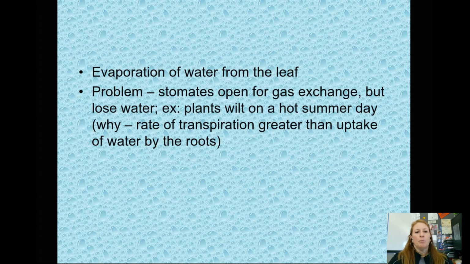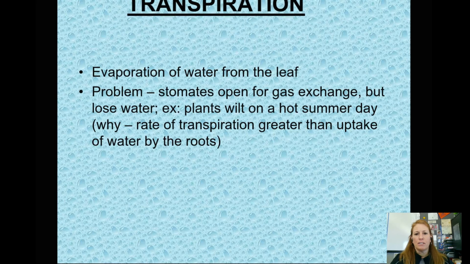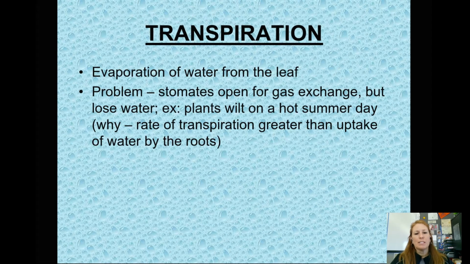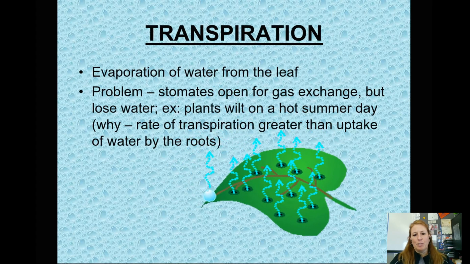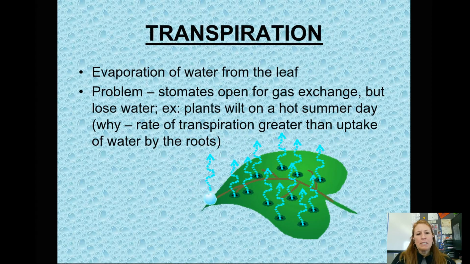So now we're gonna look at a process that involves the evaporation of water from the leaf. It actually has its own name, and it's called transpiration, to transpire. Let me get my other little image in here. So we have all these openings in the leaves. When it's really hot outside, just like you sweat a lot, plants kind of do the same thing. So when it's really hot, they're going to transpire, or evaporate water from the leaf, really fast.